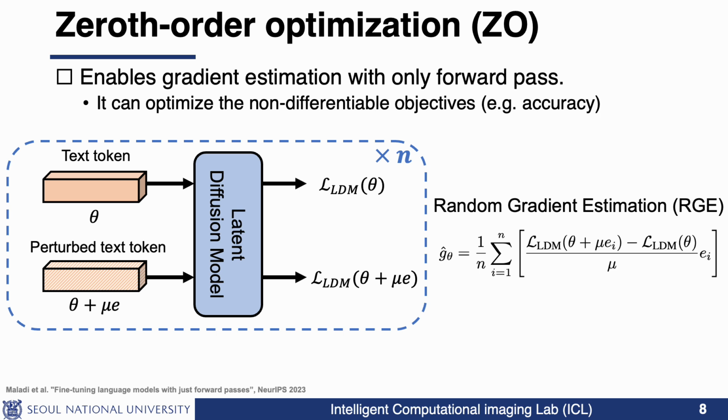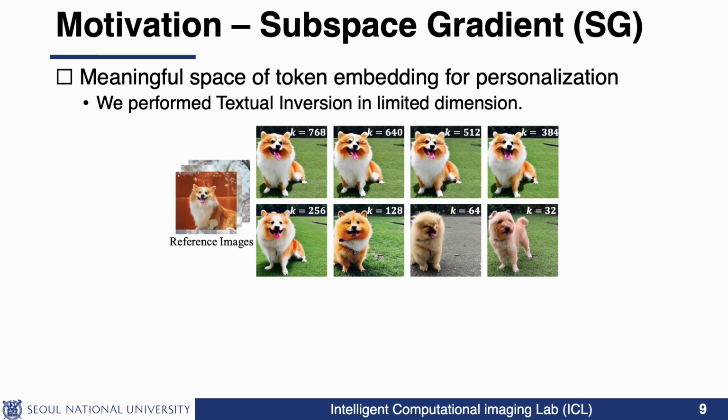Zeroth-order optimization or ZO estimates gradients by adding random perturbation to parameters and observing loss changes via forward passes. It has been used to optimize non-differentiable objectives like accuracy, but to our knowledge, it hasn't been applied to quantized models. Although ZO reduces memory, its gradient estimates are noisy.